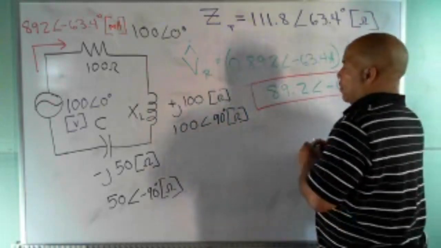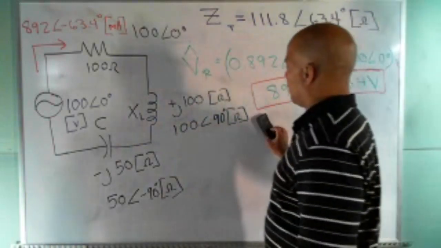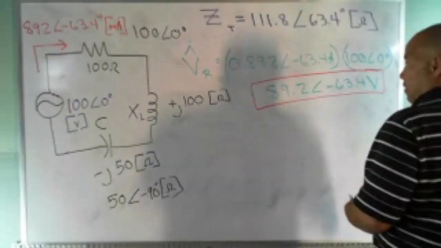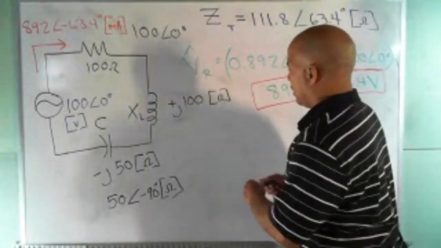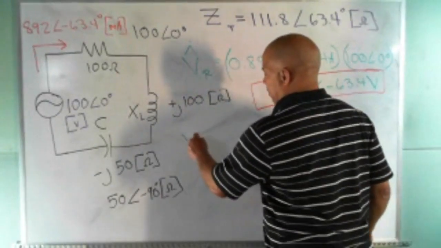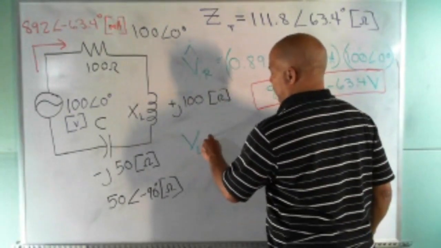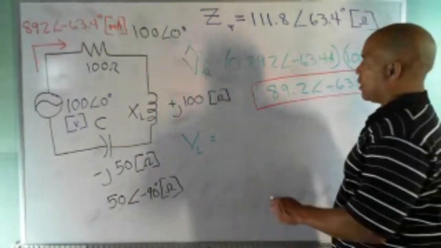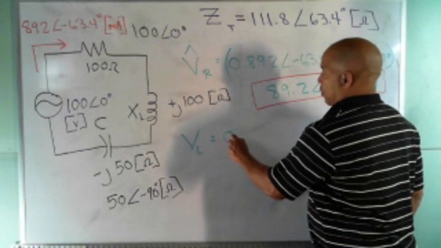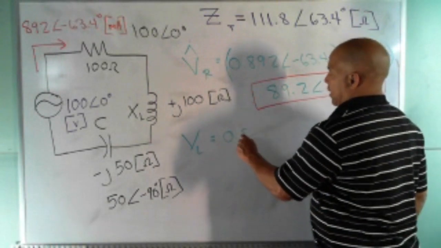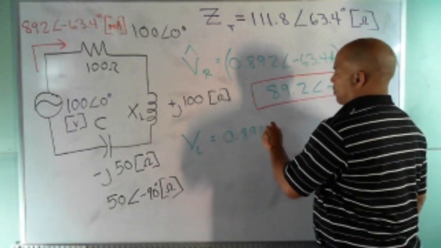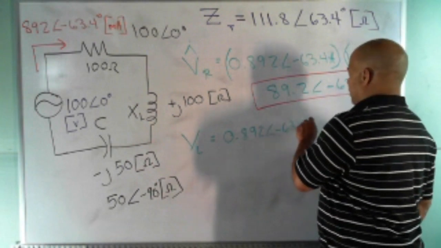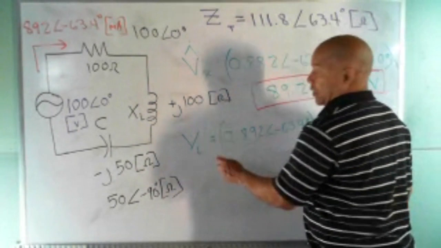And now what I want to do, I'm going to have to erase some of this stuff. I want to find the voltage across the inductor. We're going to call that VL. So VL is going to be the current times XL. So the current times XL, 0.892 angle 63.4 amps. I have a series circuit, so the current is the same everywhere.